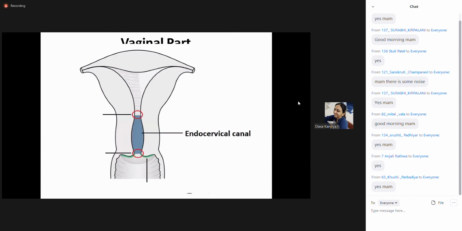Now let us see the cavity inside the cervix, which is known as the endocervical canal. It is fusiform in shape, communicates above with the uterine cavity through the internal os, and below with the vagina through the external os.